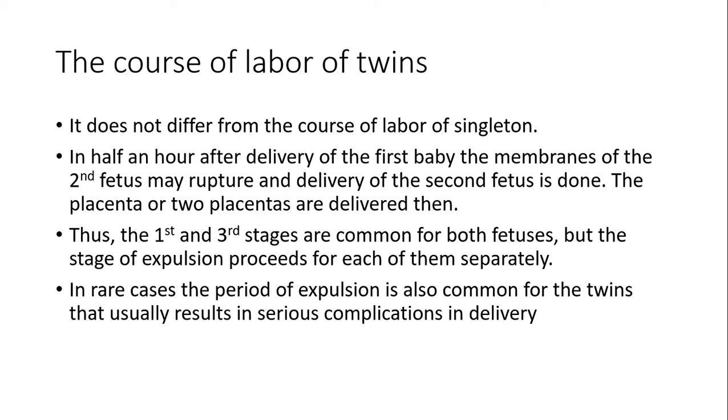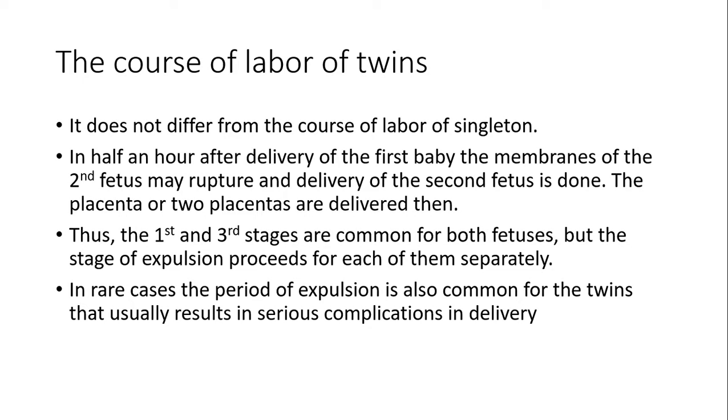Usually the course of labor of twins does not differ from the course of labor in singleton pregnancy. In half an hour after delivery of the first baby, the membrane of the second fetus may rupture and delivery of the second fetus is done. The placenta or 2 placentas may be delivered then. So the first and third stages in twin gestation are common for both fetuses, but the second stage of each of them is done separately, of course.